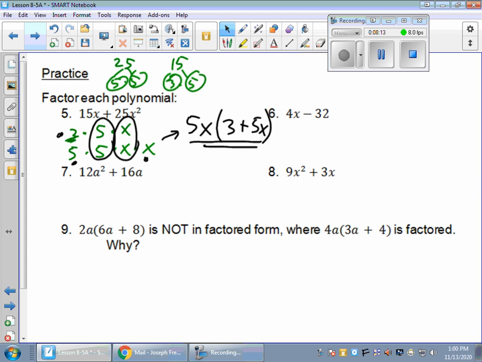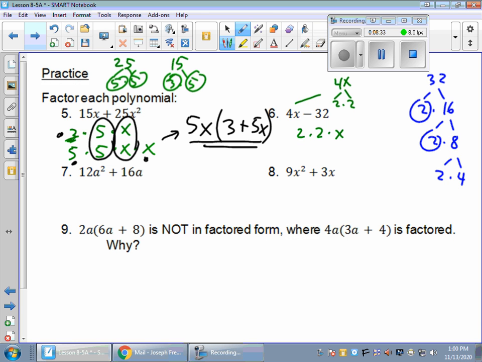So let's go to number 6 here. So for number 6, we break down 4x into 2 times 2. So we have 2 times 2 times x. Let's break down the number 32 over here. 2 times 16, 2 times 8, 2 times 4, and 2 times 2. So a lot of 2's here. So there's 5 of them. 1, 2, 3, 4, 5. So that's breaking down the number 32. And oh, I already forgot.